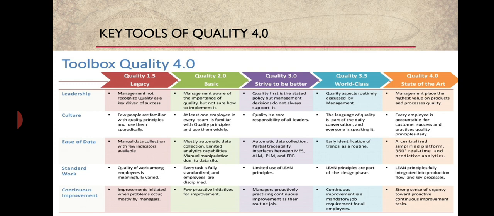When it comes to Quality 2.0, management was aware of it and started implementing it. Next, in Quality 3.0, quality first started in policy, but management decisions did not always support it. Here also they were not supporting it. In Quality 3.5, quality aspects were rigorously discussed by management. They started knowing the importance of quality, discussed it, and wanted to implement it. When it comes to Quality 4.0, the state of the art, management prizes the highest value of the products and quality. They came to know the importance of quality and implemented it, and the results were known. Culture, ease of data, standard work, and continuous improvement are the key tools of Quality 4.0, so every industry should follow these rules and maintain quality.